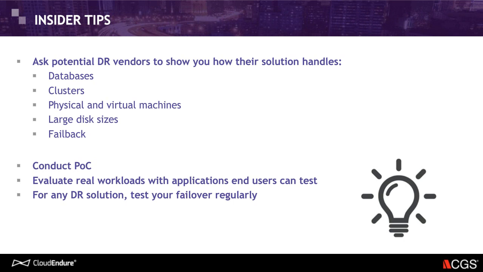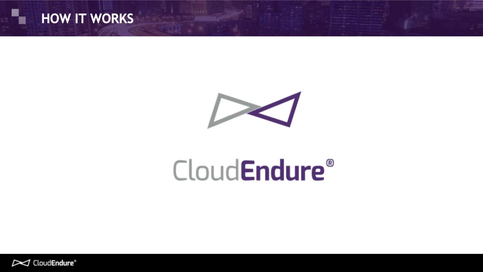Evaluate real workloads. When you're doing your POC, don't just set up some demo server and do it. Use a real representative workload in your environment. Have your end users test that failover, make sure it actually recovers, it actually performs once you've failed over. And like any disaster recovery solution, I can't mention this enough, make sure you test your failover regularly. It's not enough to have a solution. If it's never been tested, you won't be able to operate in a disaster scenario. So please, just make sure you always go through testing. And with that, I will pass this over to Gonan at CloudEndure to tell you a little bit more about how the product actually works.